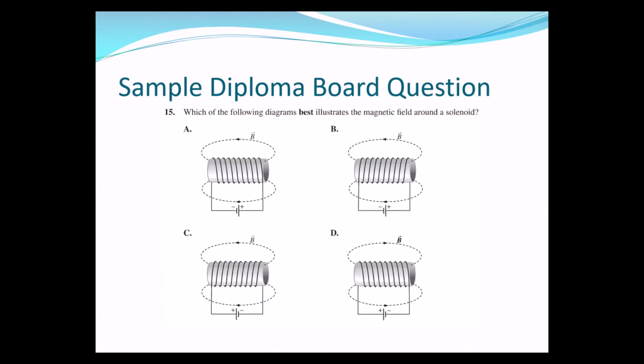So we're going to start off today with a sample diploma question. Which of the following diagrams best illustrates the magnetic field around a solenoid? Feel free to pause this so you can try it on your own, and then I will explain the answer. Okay.